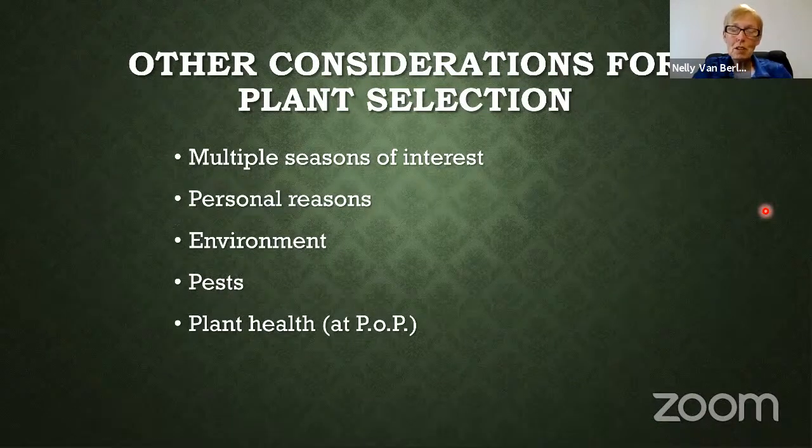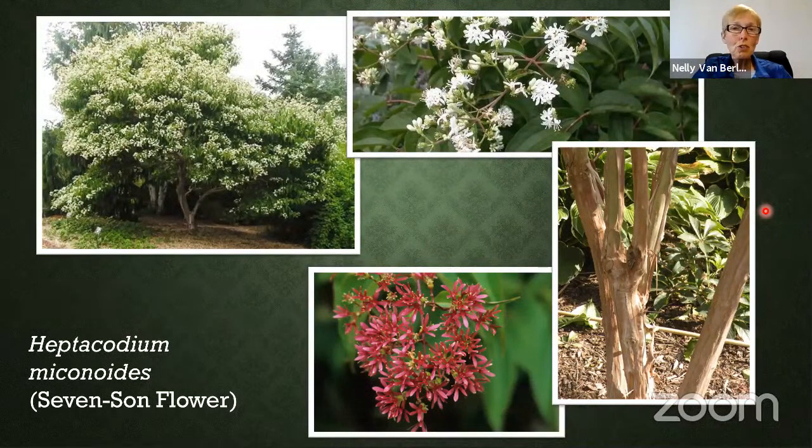Consider the environment. Some people are very keen on that and will only grow native plants, but definitely consider not putting invasives in. Think about what pests you have to deal with on your property. And of course, you want to consider the plant health itself at your point of purchase. And when I say multiple seasons of interest, I want to show you a few examples.